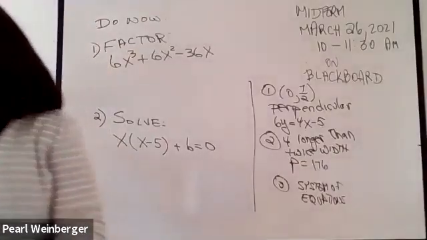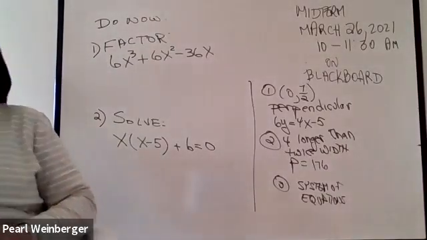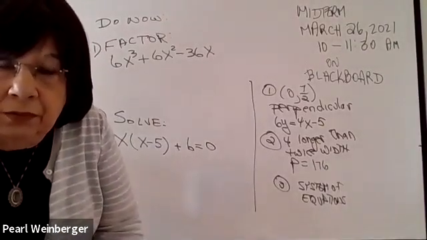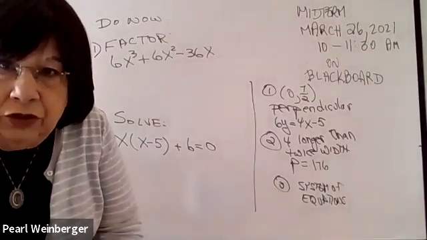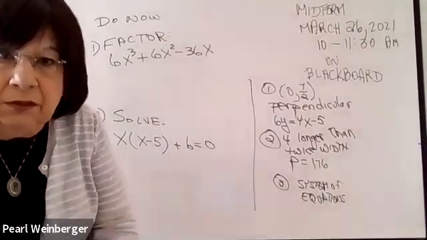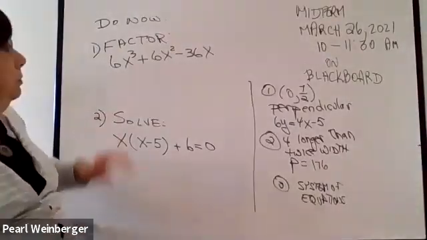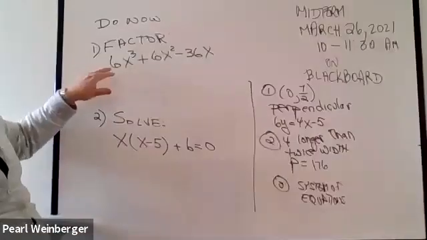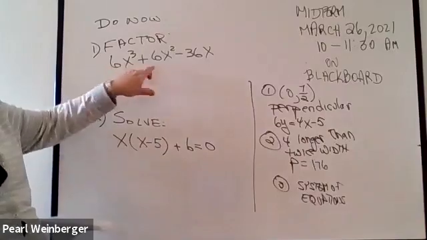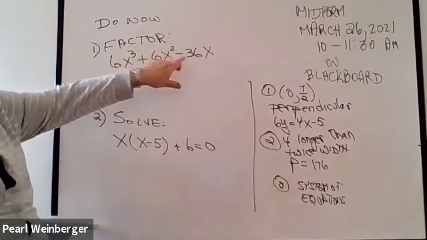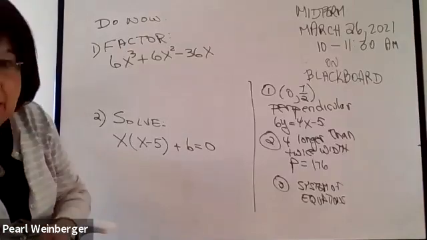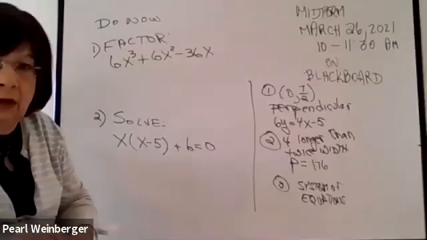Okay. I think we should get started on these now. And if you have any questions, you can ask me. We're asked to factor 6x to the third plus 6x squared minus 36x. Now this is factoring. It's not an equation.